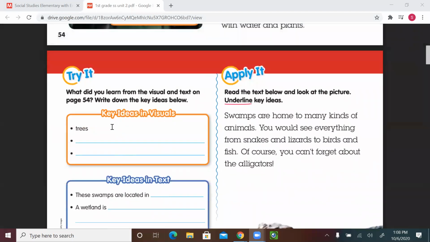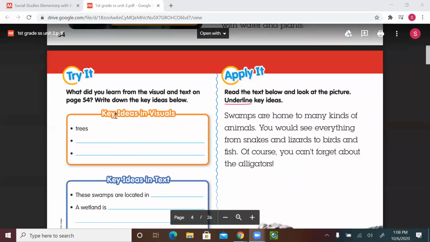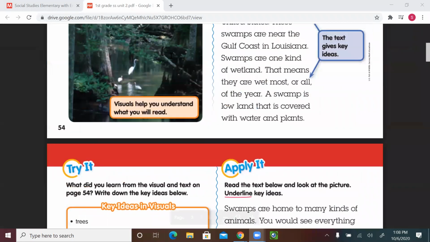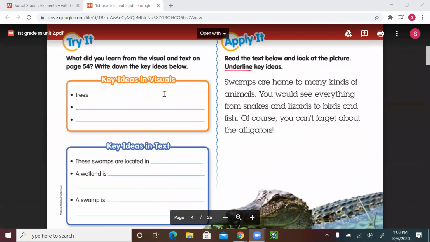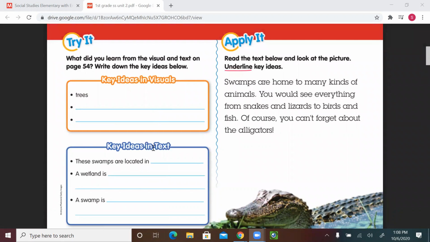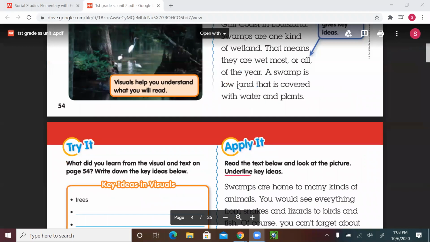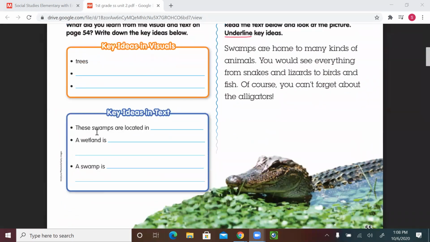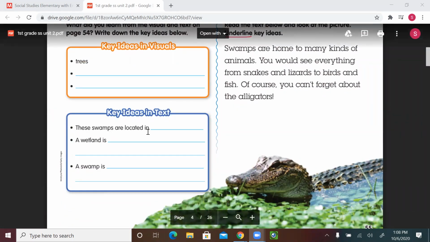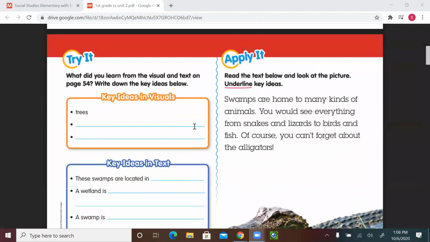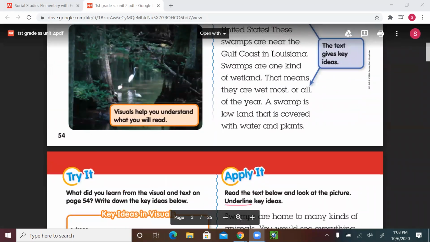Okay, so that was in the first orange box. Key ideas in the visual means the picture you have up there. All right, key ideas in the text, that means the writing over here, the information that is written for you. These swamps are located in, so you go back and you know that it's located in Louisiana. I'm not going to write this down because the words are written for you here. Or what you need, just copy this word, Louisiana. Okay.